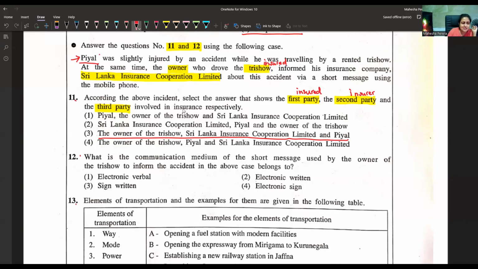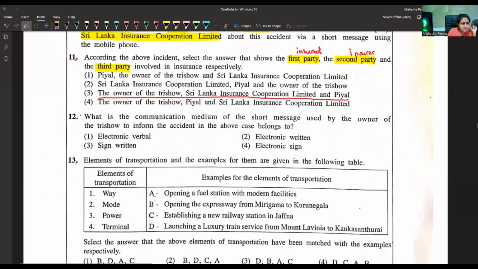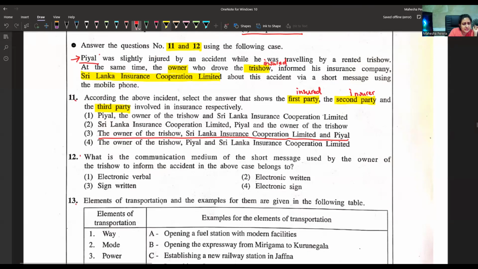That's a good question, no? Right. Next one. What is the communication medium of the short message used by the owner of the Trishow to inform the accident?